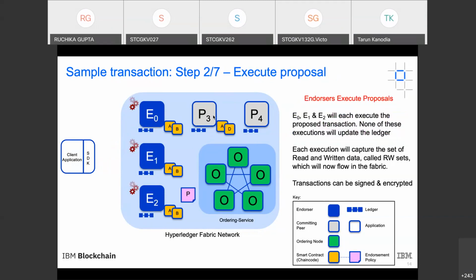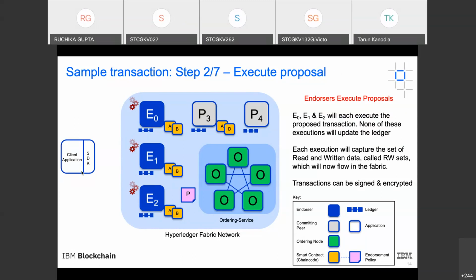So now, as I said, when I said endorsement means executing of my smart contract. So that is what is going to happen here as step 2. I'll have my E0, E1, E2, which are going to execute the transactions which the client has submitted earlier. So it is just an execution right now. There's no update to the ledger happening.